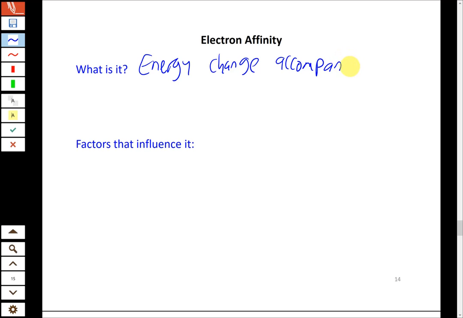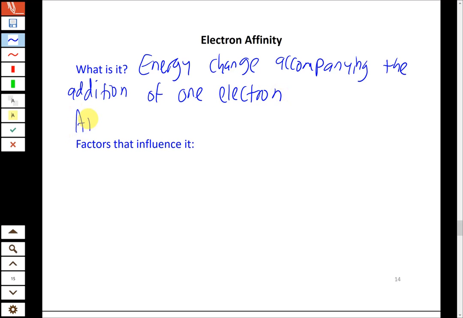Now it's a little bit more complicated because it can be negative or positive. It's usually negative because you're forming a new attraction between the proton in the nucleus and the electron that you're adding. But it's how much energy is changed when you add one electron. Oh, I'm not writing correctly here. Energy change accompanying the addition of one electron.